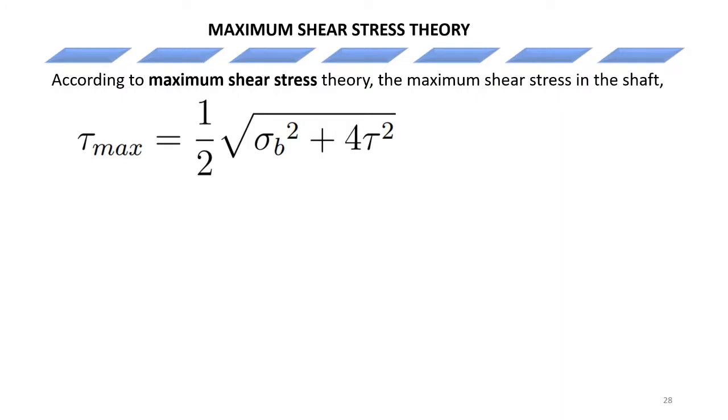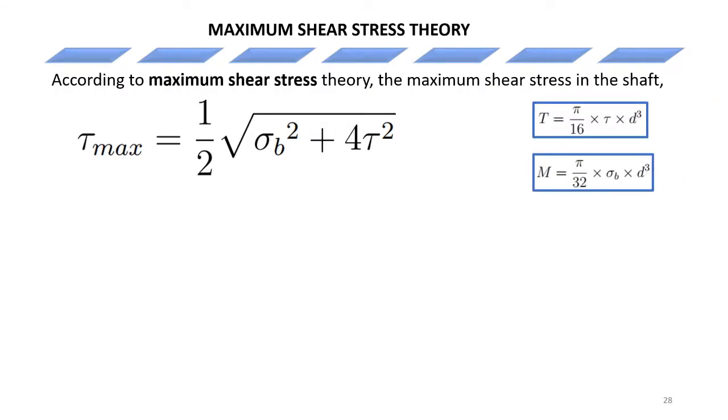Alright, then if we substitute this value here, we know this equation here, that the torque is equal to pi on 16 times the shear stress times the diameter of the shaft cube. Now we also know this bending moment formula. The bending moment is equal to pi on 32 times the bending stress times the d exponent 3.